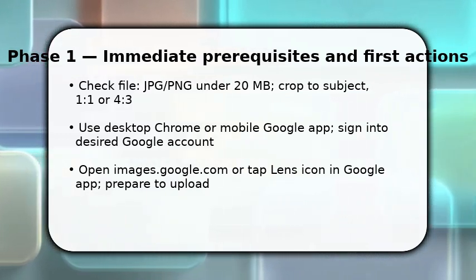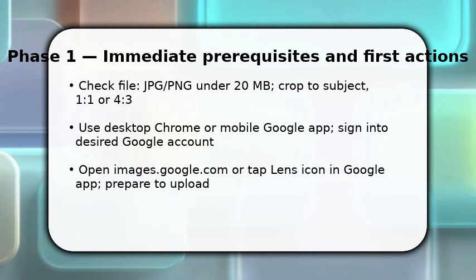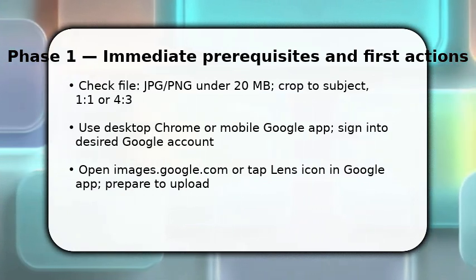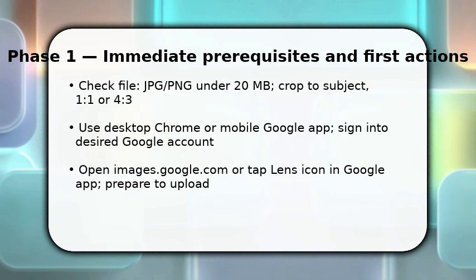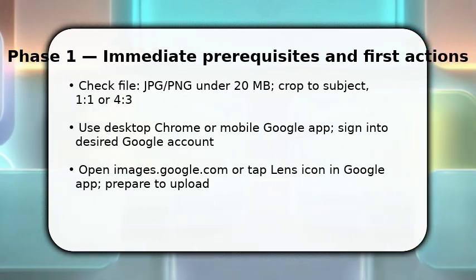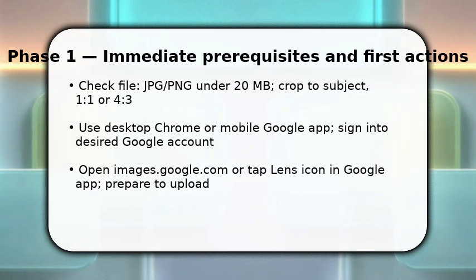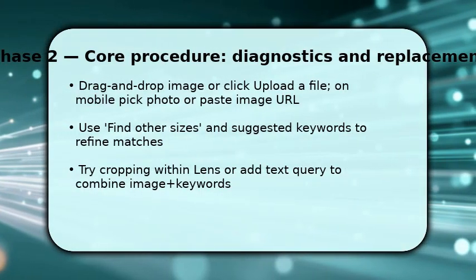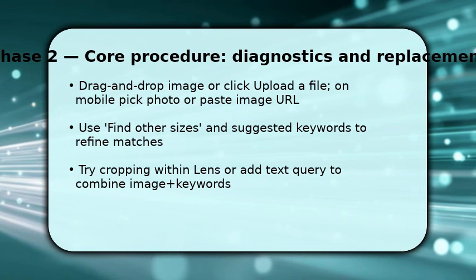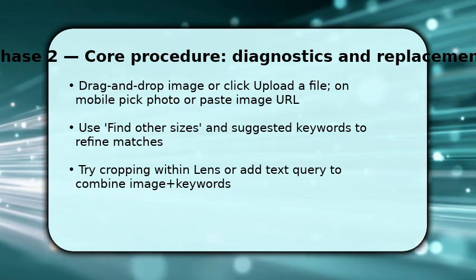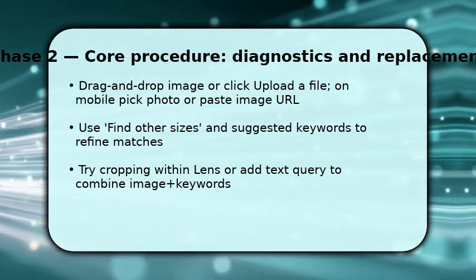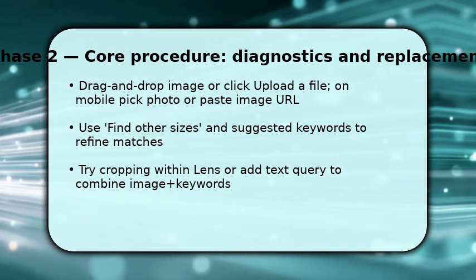This affects saved results. Now, choose the camera/upload option. On desktop, click the camera icon, or on mobile, tap the gallery icon to select the photo you want to search with. You'll upload the file next. Drag and drop into Google Images or click Upload a file and pick it. On mobile, select the gallery photo in Lens or paste an image URL.